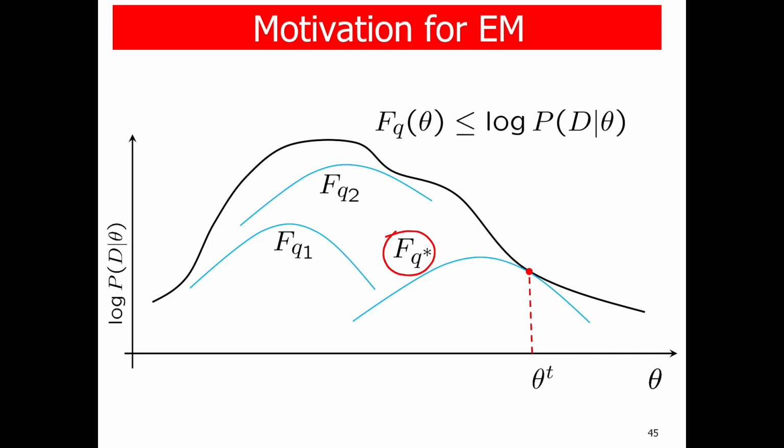After we found this q star value, we can maximize f q star in theta. Let this red dot show its maximum. The location of the maximum is denoted by theta t plus 1, and this will be the maximization step of the EM algorithm. Since function f touched the log likelihood function, then we increase this function f, and f is always below the log likelihood function. Therefore, the log likelihood function at theta t plus 1 will be higher than it was at theta t.